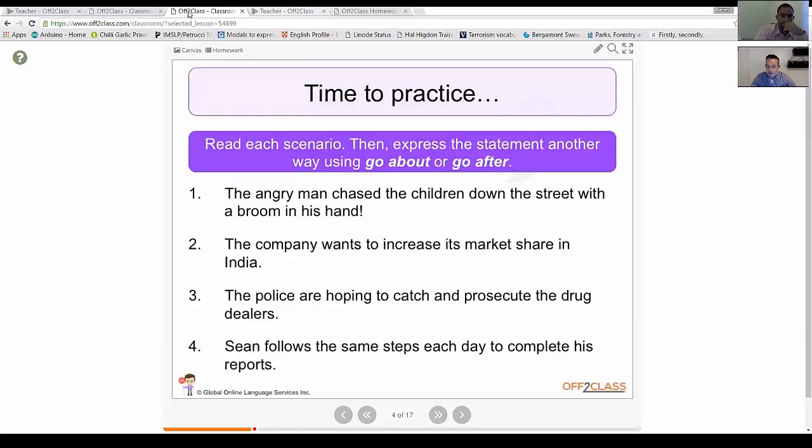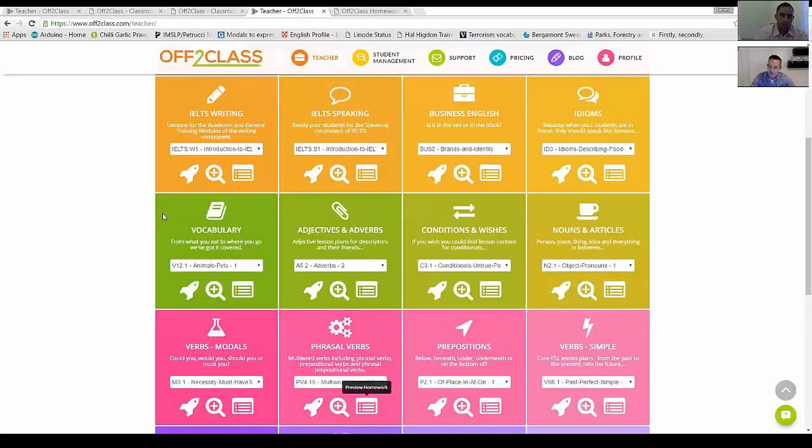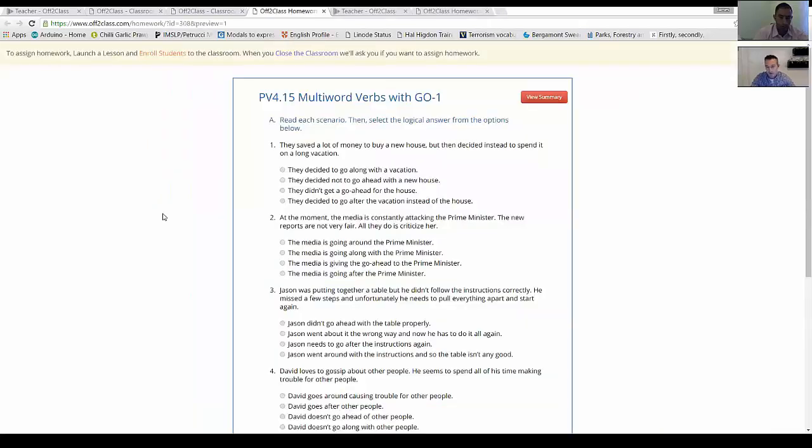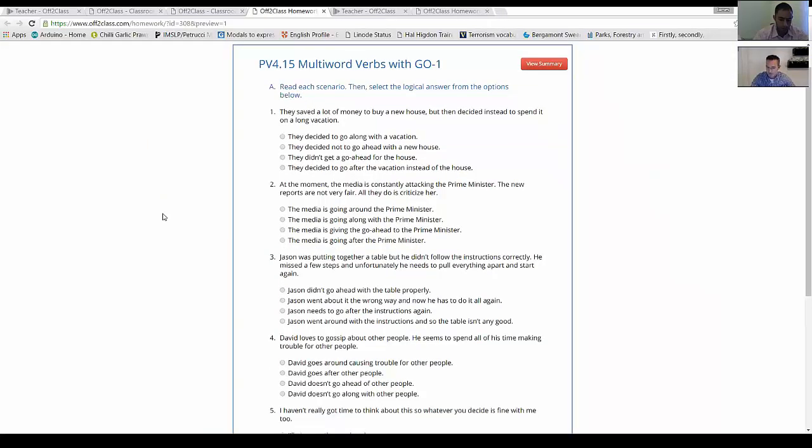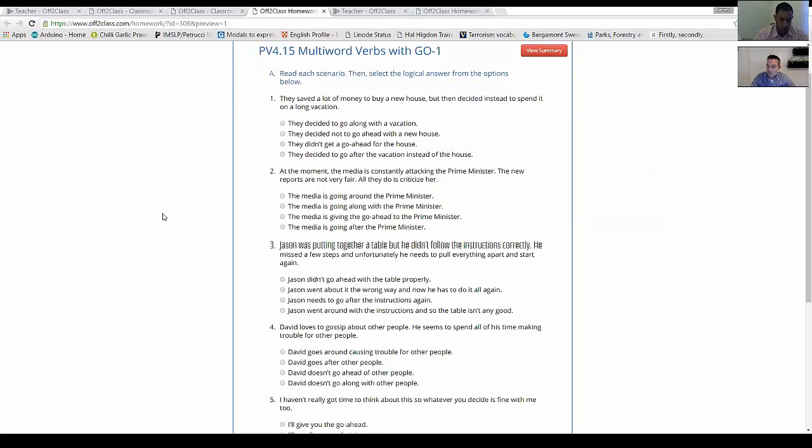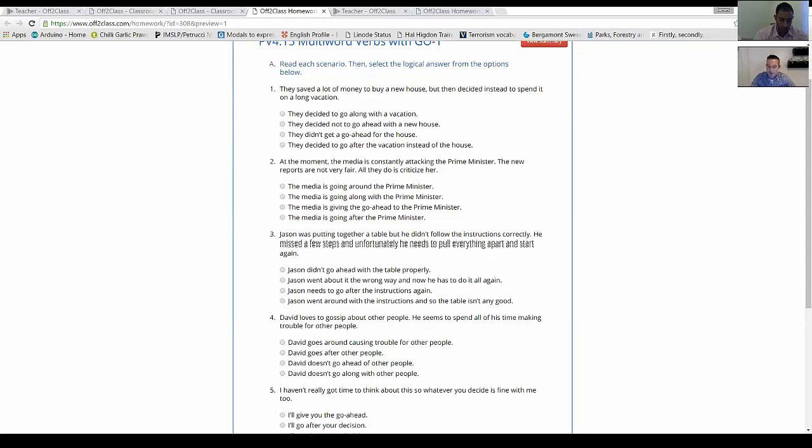Here you can see again scenarios, and then hopefully how they would use that phrasal, how they would express that scenario with the logical option available. So multi-choice works quite well with phrasal verbs. It's not perfect, but students seem to enjoy it.